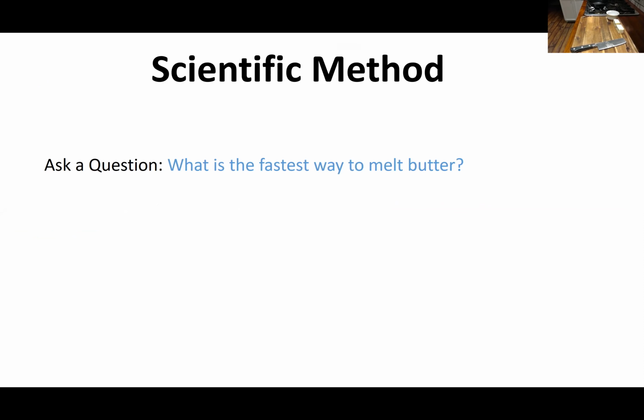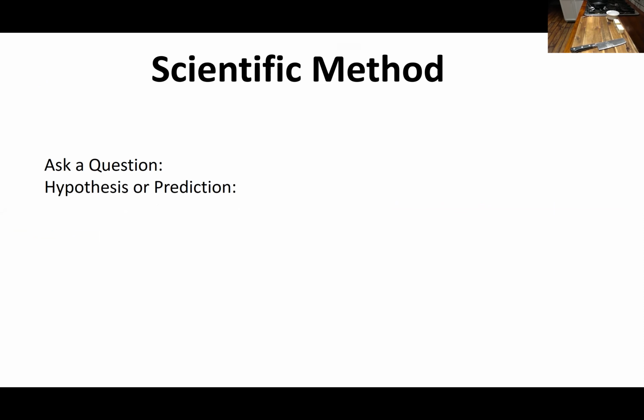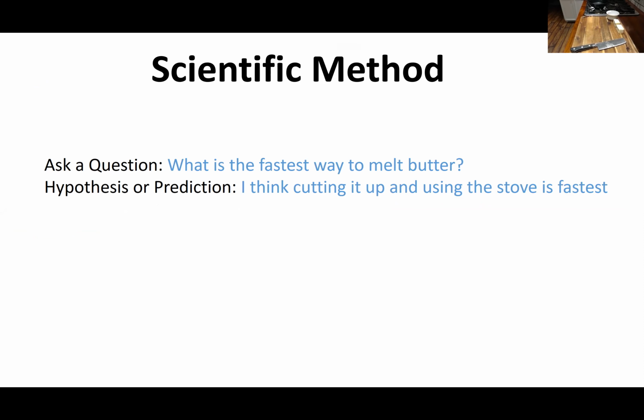After you make a question, you have to come up with your hypothesis or your prediction. So my hypothesis or prediction is that I think cutting up the butter and using the stove is going to be the fastest. So I took a stick of butter, I cut it in half, and then the next thing I'm going to do is chop up one of the pieces of butter, and I'll put it in a dish for the microwave. And then I'll take my other piece of butter and I'm going to chunk it up and put it on the cooktop.